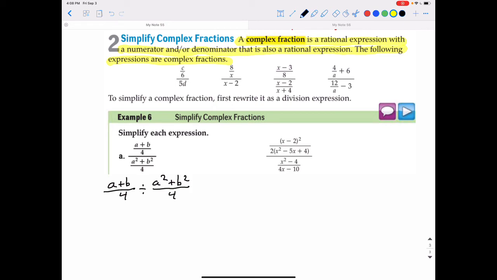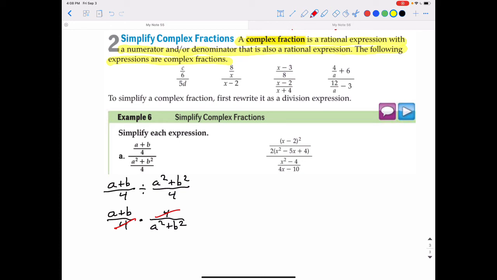And since it is a division problem, I can do keep, change, flip. So keep the first fraction the same and flip the second fraction. The 4's cancel. What about the a plus b with a squared plus b squared? Do those cancel? They do not.